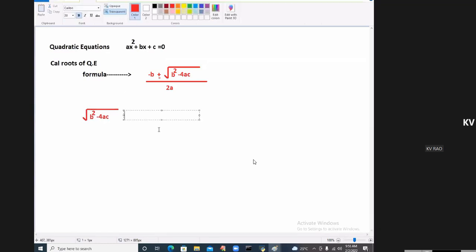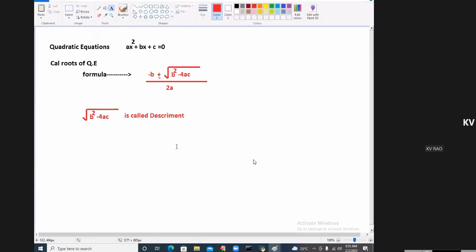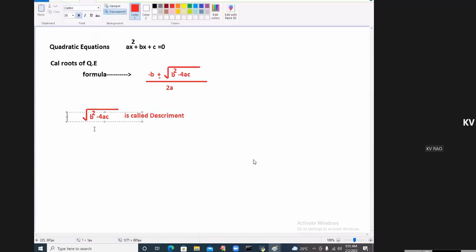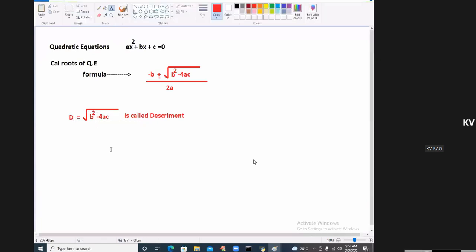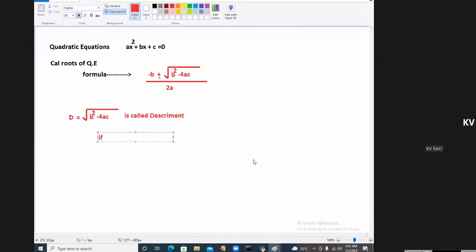The discriminant is indicated by D. Mathematically, it is called D. You already studied this in our school days. I need not tell you today about the school days concept. You know already, if D is greater than 0, then we can say, as in your childhood days, the roots are real and distinct.